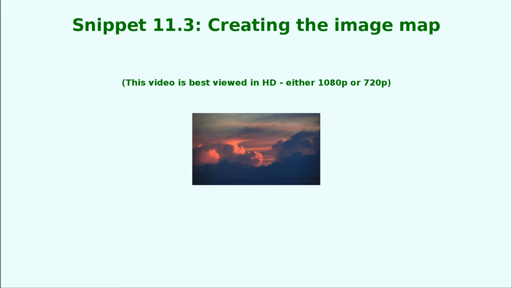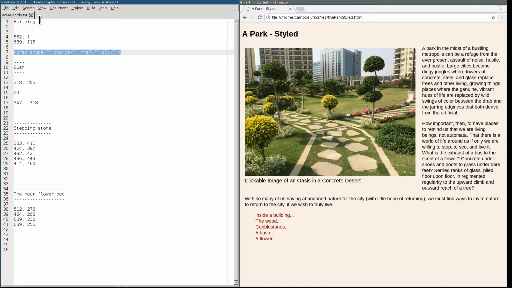Well, we've got our coordinates. Now it's time to build our image map. So here I have text that has our coordinates, and I have an area tag right here that I'm going to fill in for this, and then I'll copy it down and we'll fill in the right stuff for that.